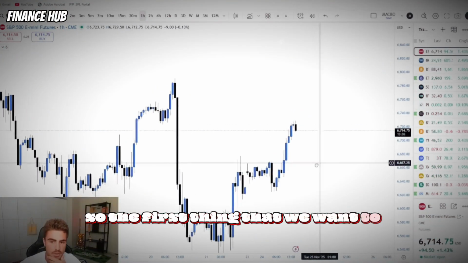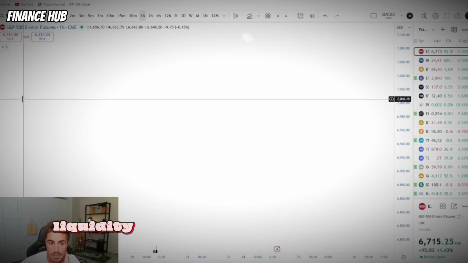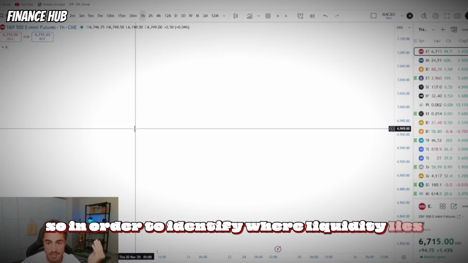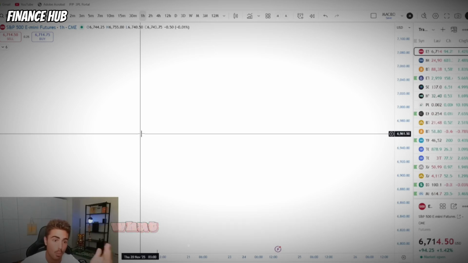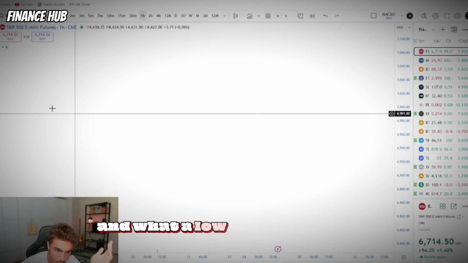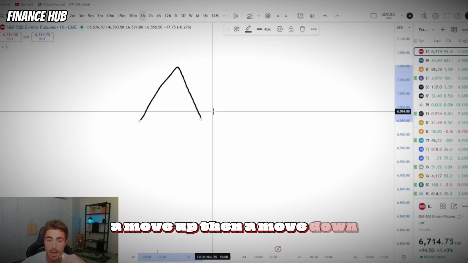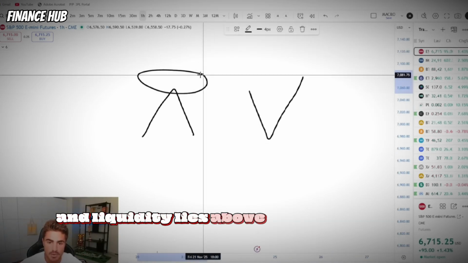So the first thing that we want to understand is, where does liquidity lie in the market? And it's as simple as liquidity lies above highs and below lows. In order to identify where liquidity lies, we need to be able to identify what a high is in the market and what a low is. A high is a 2 candlestick pattern, a move up, then a move down. A low is a move down, then a move up. And liquidity lies above highs and below lows.